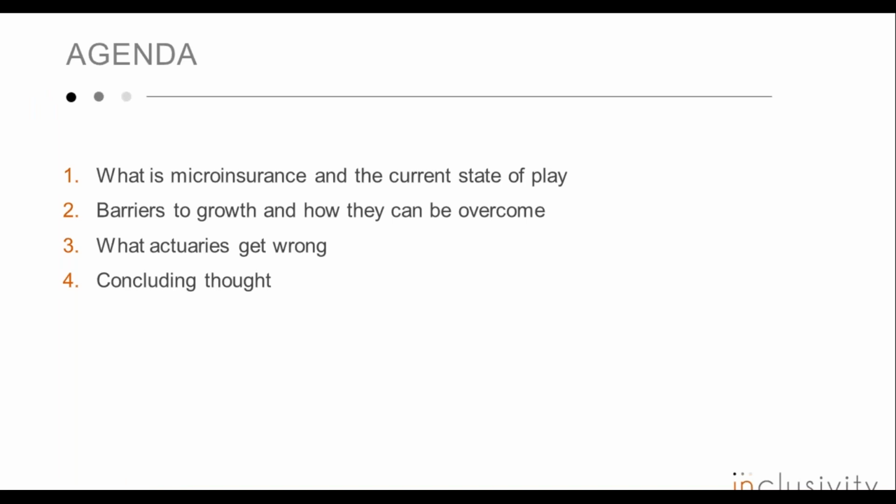So, like I said, I'm talking about the current state of play in microinsurance internationally, and in particular how microinsurance has grown, the barriers, and how they can be overcome. I'm going to speak a little bit about what actuaries get wrong in microinsurance. Denis has mentioned something already. I'm going to build a little bit on that and finish off with a thought around the role that microinsurance plays in development and the potential for microinsurance.